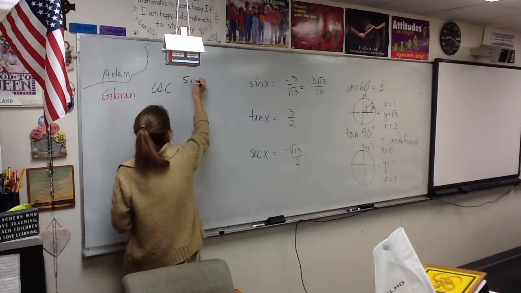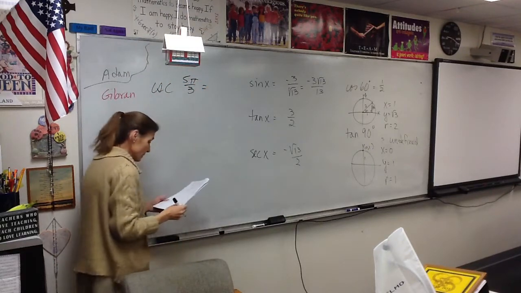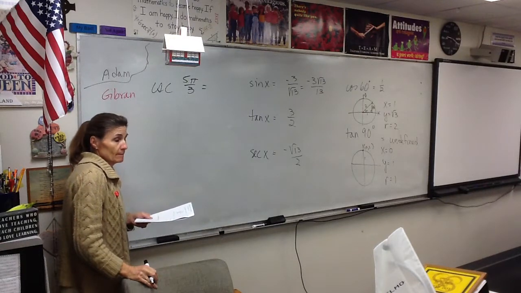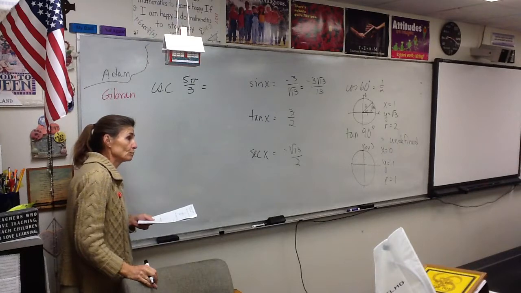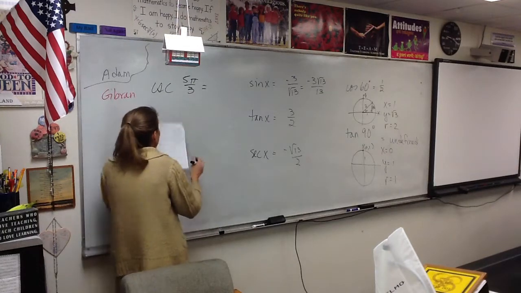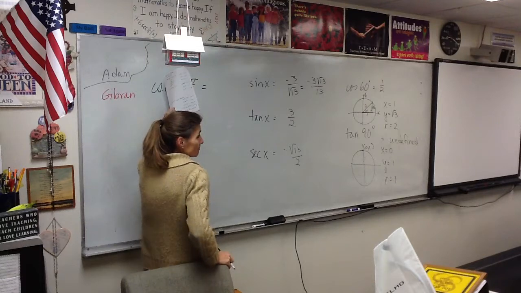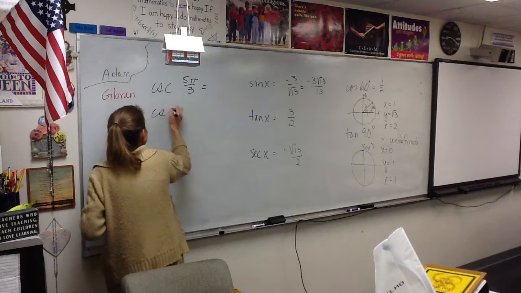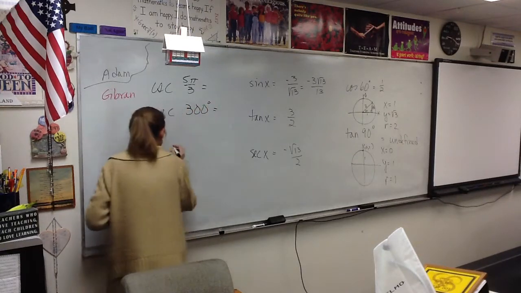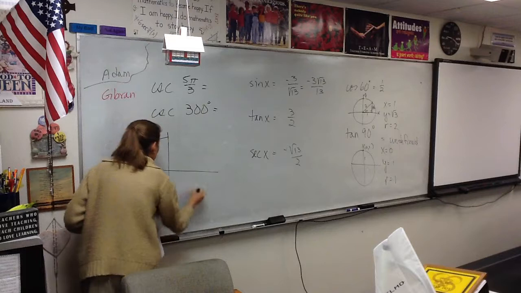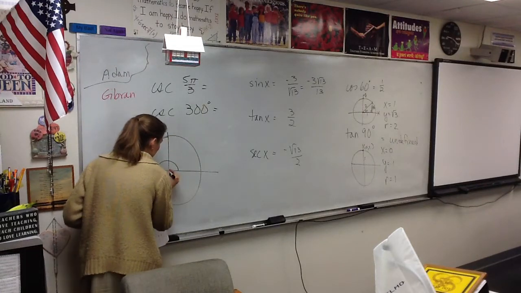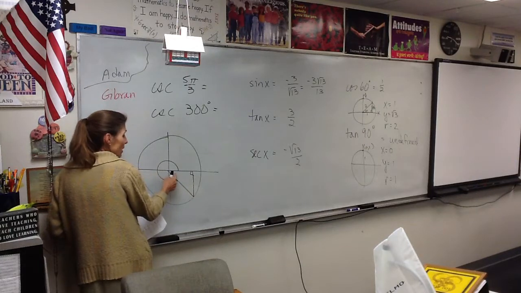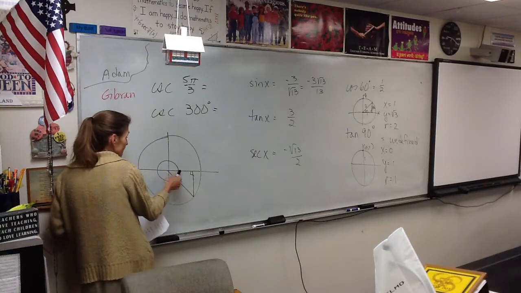Cosecant of 5 pi over 3. Okay, here we go. It's a cosecant and it's a radian measure. How many degrees is that? Pi is 180, divided by 3 times 5. So this is the cosecant of 300. Let's draw 300. What's my reference angle? That's this angle right here inside the triangle. That's 60.